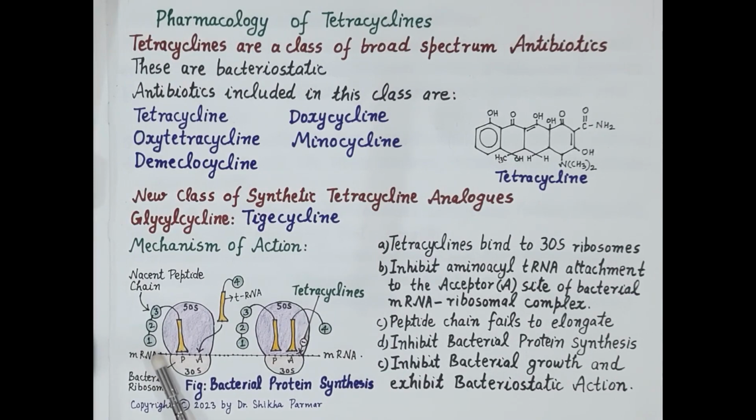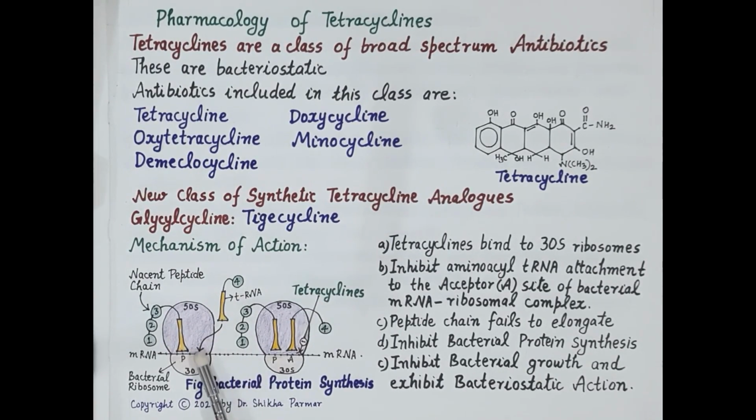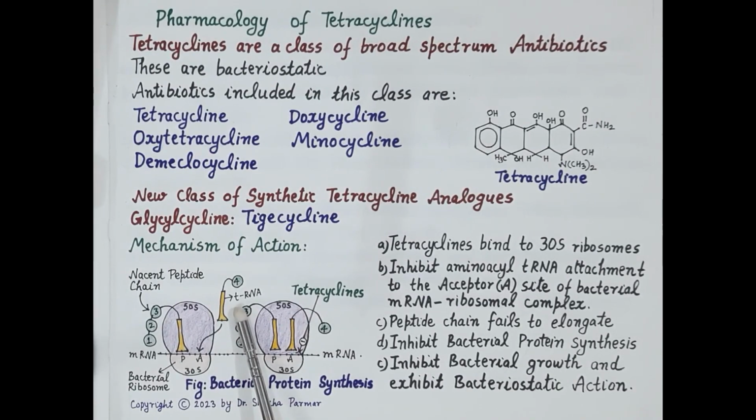Now this nascent peptide chain elongates with the addition of more and more new amino acids to form the required bacterial protein. So now the next amino acid, that is the 4th amino acid, is transported to the A site of ribosome by a specific transfer RNA. So this 4th amino acid is also added to the growing nascent peptide chain.